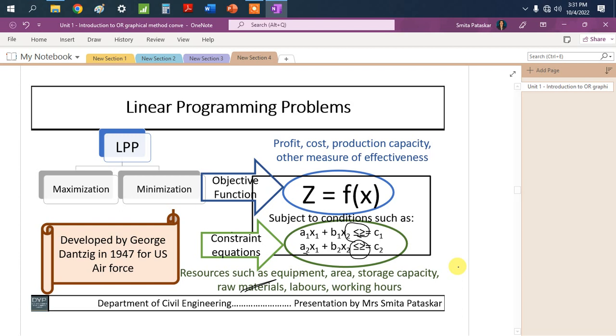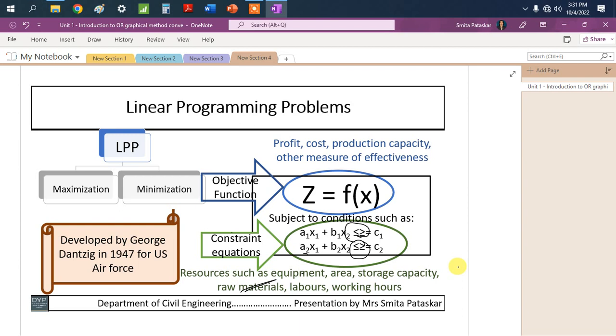Now in this linear programming problem, we have to either maximize or minimize the objective function. The objectives may be the profit, cost, production capacity and other measures of effectiveness. So we can maximize the profit, we can maximize the production capacity, whereas we can minimize the cost or other measures of effectiveness as per our requirement.